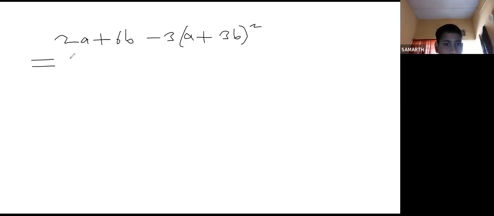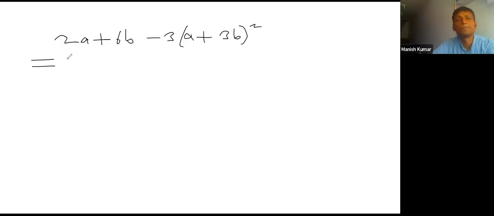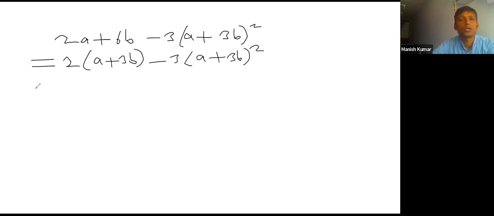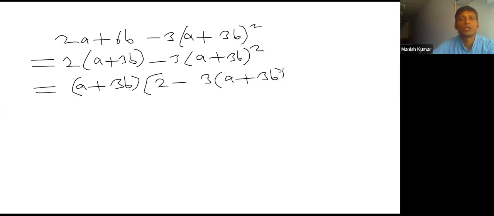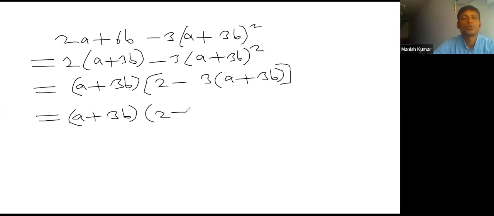Sir, in 2a plus 6b, 2 is common. 2 will be taken as common, so a plus 3b is here, good. Minus 3 into (a plus 3b) whole square. Now a plus 3b is common among both, isn't it? So we can write here (2 minus 3(a plus 3b)) into (a plus 3b) as it is, into 2 minus 3a minus 9b, isn't it?